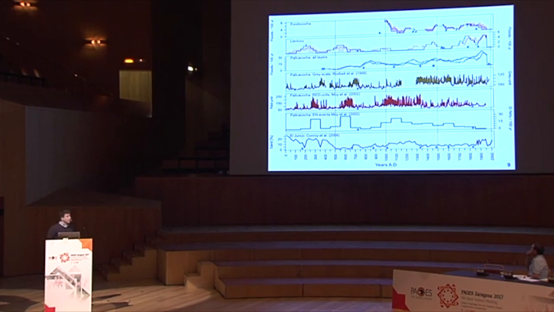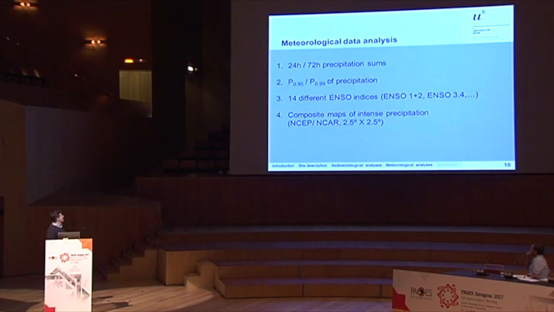So what's going on? That's why we then analyzed meteorological data. We calculated 24 hours and 72 hours precipitation sums, set two different thresholds, 95% and 99%, in order to only analyze the intense precipitation and compare the resulting dates of those intense precipitation events to 14 different monthly resolved ENSO indices. Moreover, we also calculated composite maps of intense precipitation using NCEP and CAR data.